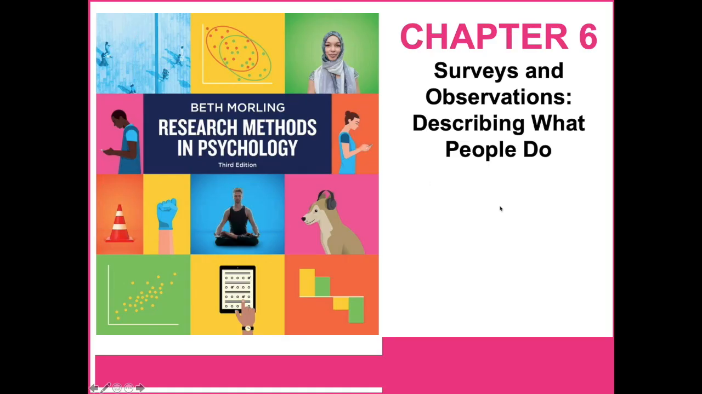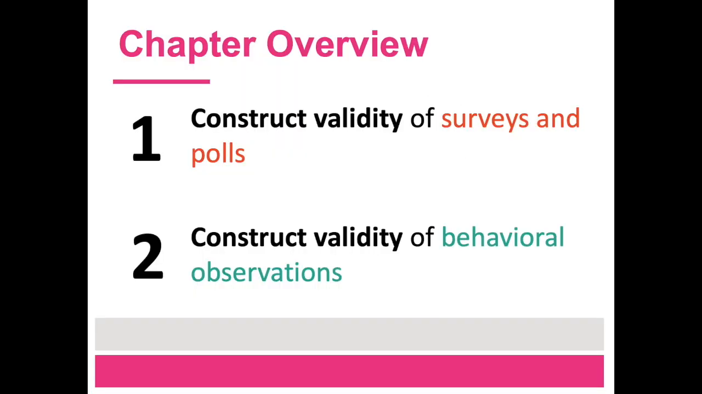Hello everyone, we are now starting with chapter 6. This one is about surveys and observations, so these are two different ways of measuring what people are doing. So when we're talking about this, we're going to talk about construct validity of surveys and polls.